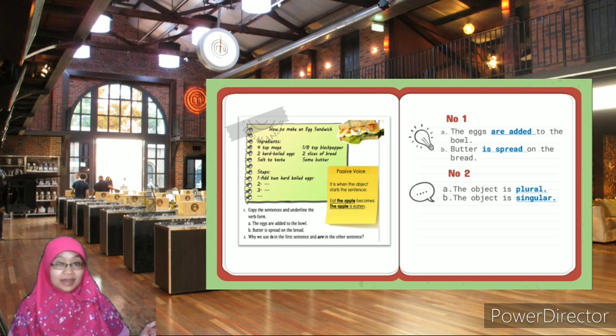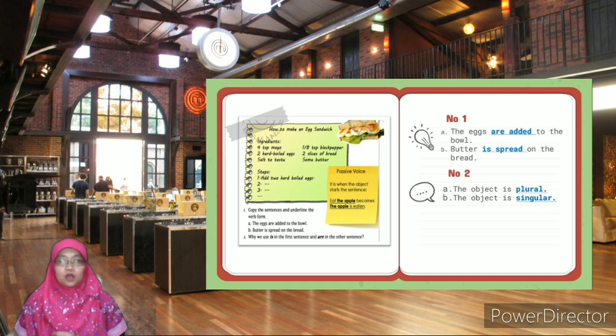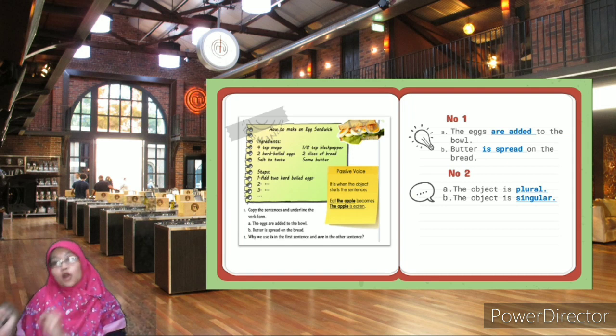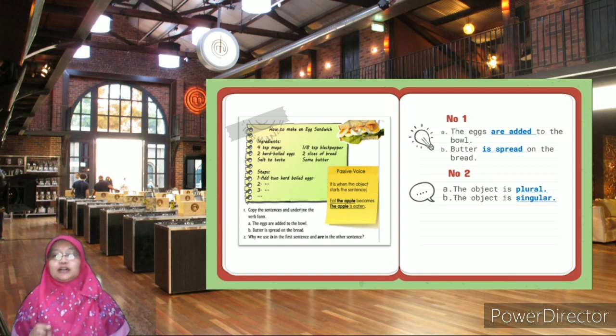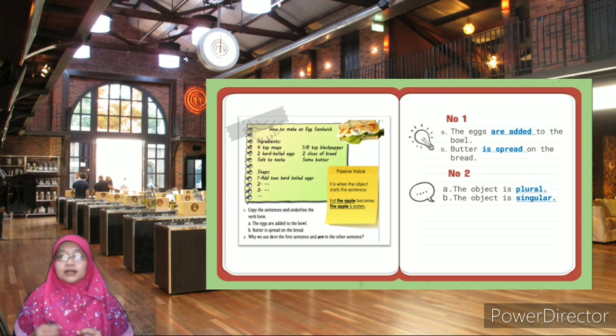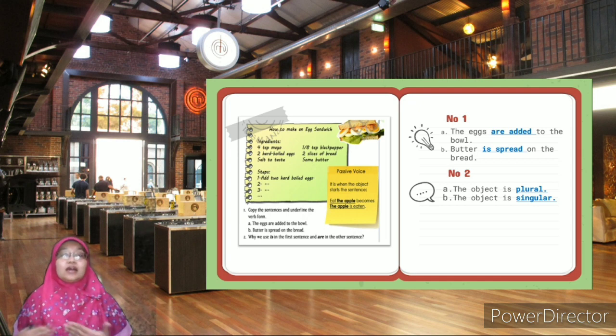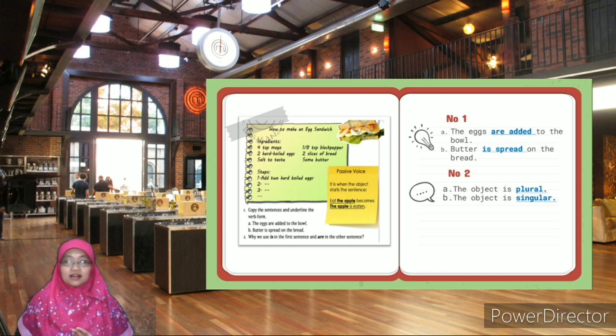While in a countable noun, we can use both. If the object is only one, we use is, and if the object is more than one, we use are. So the thing is that for a countable object, something that we can count, we can use both is or are. It depends on how many ingredients there are.